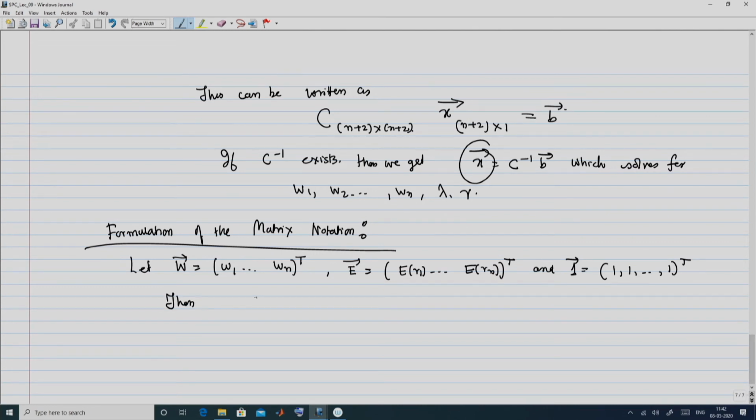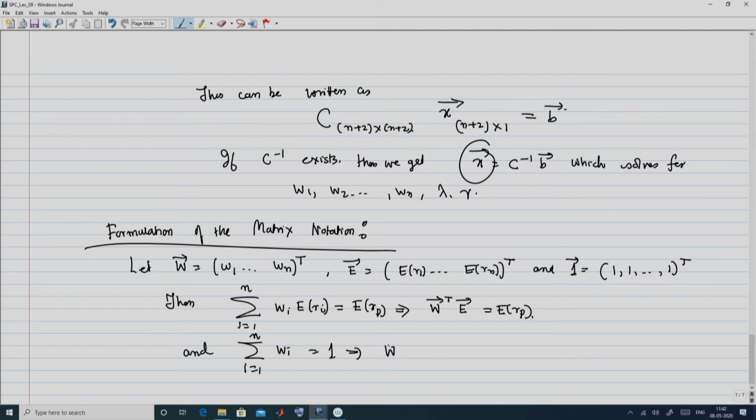Then how will the two constraints look? Let us look at the first constraint, that the summation Wi E of Ri is equal to E of Rp, and this can be written as W vector transpose times vector E equal to E of Rp. Likewise, the other constraint, that the summation of Wi, i equal to 1 to n, is equal to 1, implies that W transpose times the one vector is equal to 1.